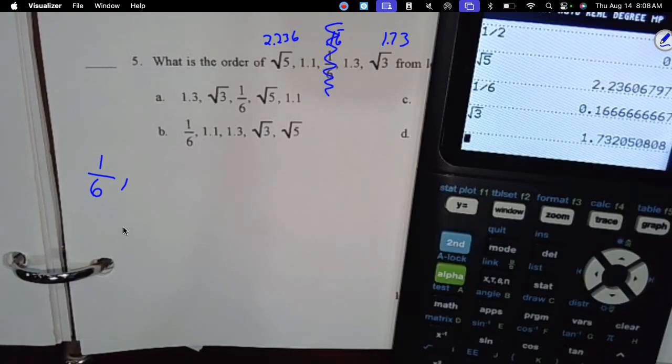Okay, which one is the next smallest? 1.1. So I'm going to write that one down. Mark that off. Which one is next? 1.3. I think I see my answer. Then which one? Square root of 3, and then it would be the square root of 5. So that would be my answer.